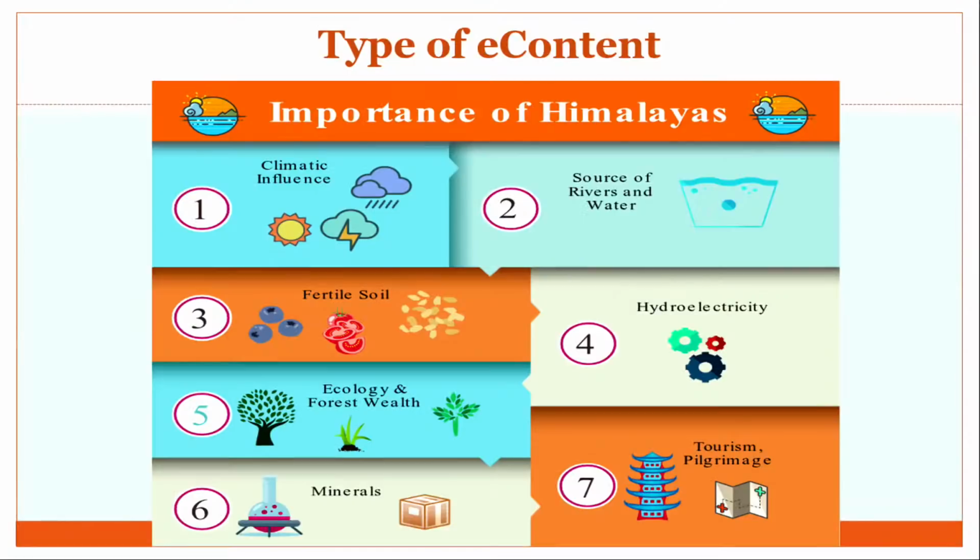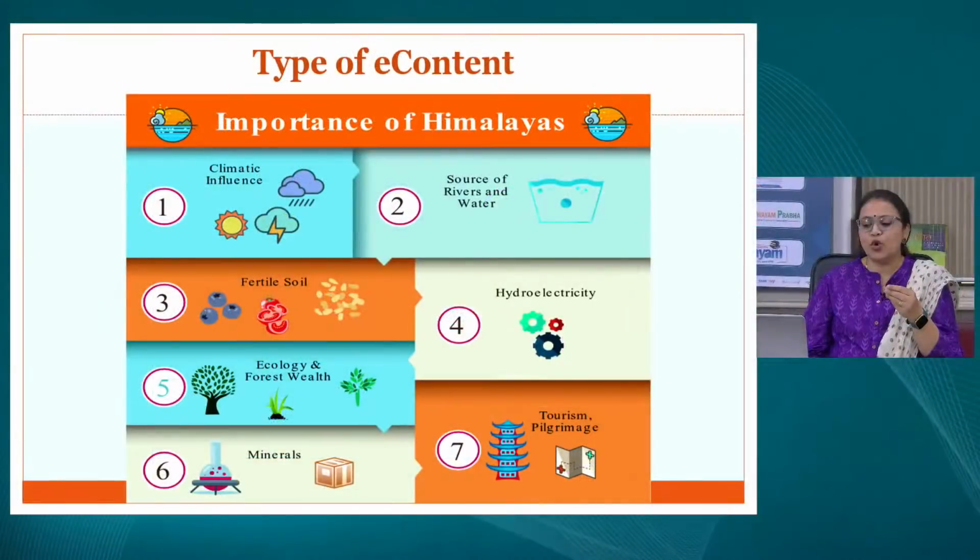Now you can see on your screen, this is one of the types of e-content. This is an infographic, and with the help of this infographic I have tried to explain the importance of the Himalayas. This is just an example, and I have used a tool called Easily. It is a generic tool, and this is one of the ways we can show students a topic in an interesting manner.